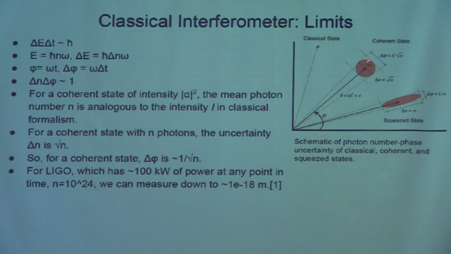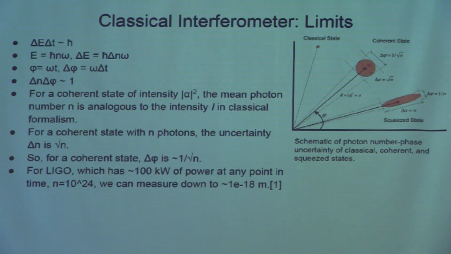So what is delta n? Delta n is, well, the best classical state you can have, called the coherent state. In the coherent state, delta n equals square root of n. That's the property of the coherent state. So delta phi is proportional to 1 over delta n, where delta n is square root of n. Delta phi is 1 over square root of n. That's the definition of the maximum resolution of a conventional interferometer. You may have heard about this.